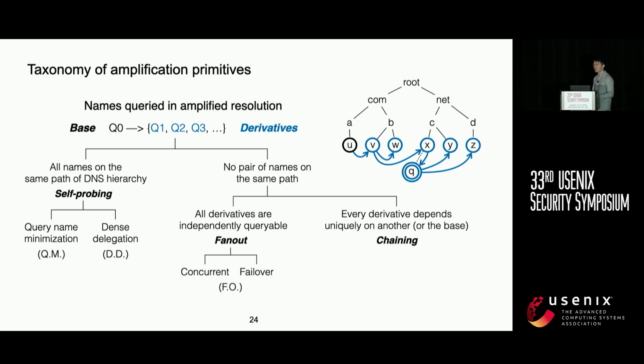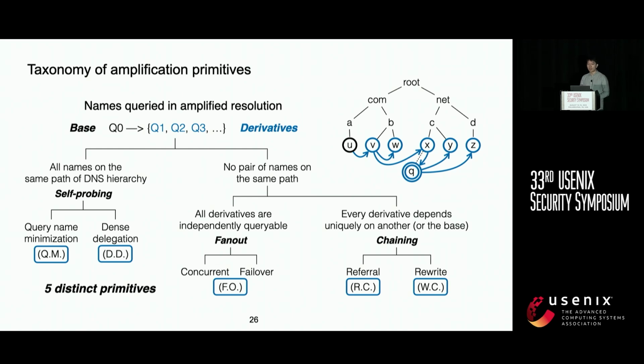For fan-out, we generalize the technique used by NX attack and make it effective even for resolvers that have been patched. So for chaining, we also identified two primitives, refer chain and rewrite chain, with multiple variants that go beyond what have been reported by the previous attacks. So in total, we end up with 5 distinct primitives.